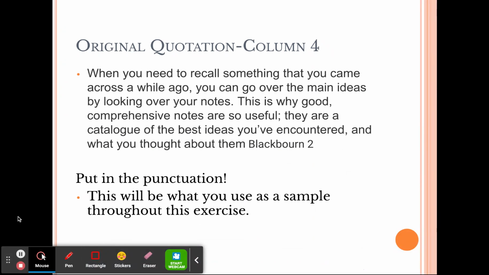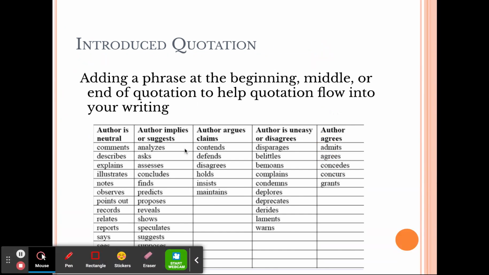Now that you have put the punctuation in, you should have a quotation mark before when. You should have a quotation mark after them at the very end. A parenthesis around Blackburn and an end parenthesis after 2, and then there should be a period after the end parenthesis. Now we're going to move on to the second row in our notes. And this is about introduced quotation.